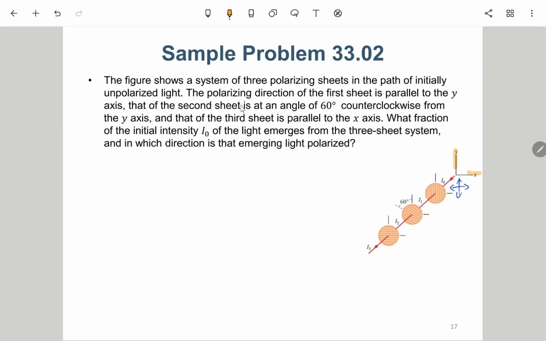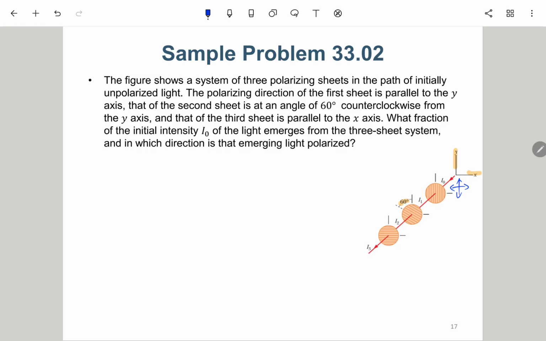The second sheet is at an angle of 60 degrees. So here we have 60 degrees to this one. It doesn't really matter whether it goes clockwise or counterclockwise, although it tells you that it is counterclockwise. And then the third one is horizontal, parallel to the x-axis. What fraction of the initial intensity I0 of the light emerges from the 3 sheet system, and in which direction is that emerging light polarized?